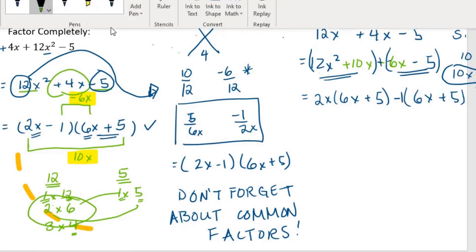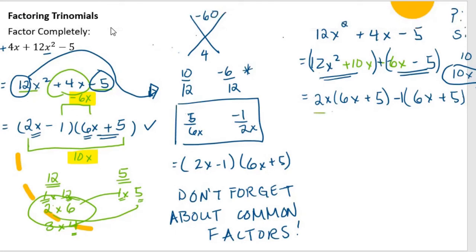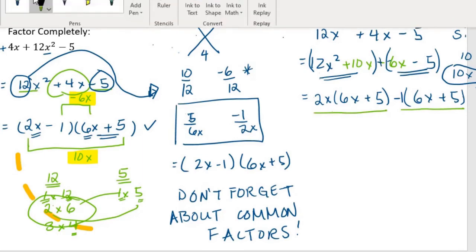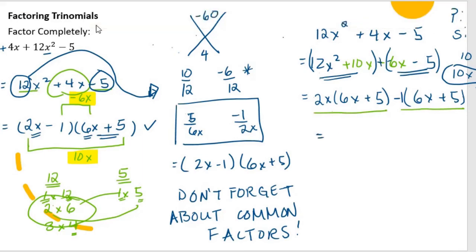So now what we're doing is looking for the common factor. I have two terms globally. What do they have in common? The 6x plus 5. So I'll pull out the 6x plus 5. And when I do so, what's left from the first term? Well, the 2x. What's left from the second term? The negative 1. And you see you get the same answer as we did in the previous two attempts.